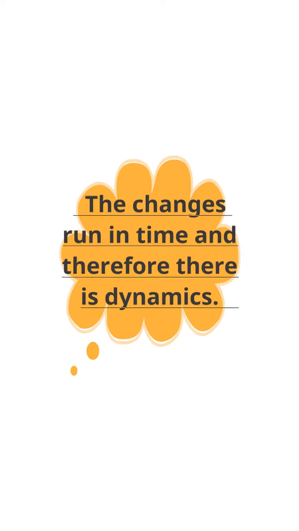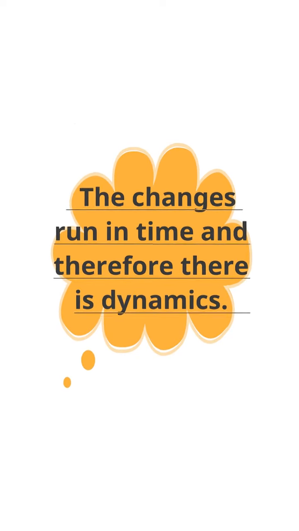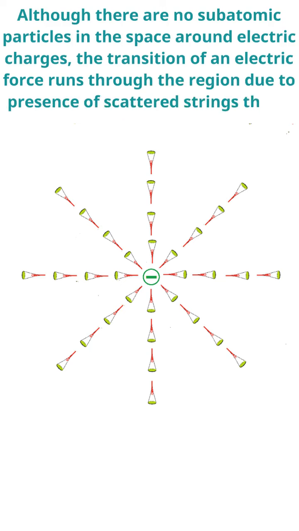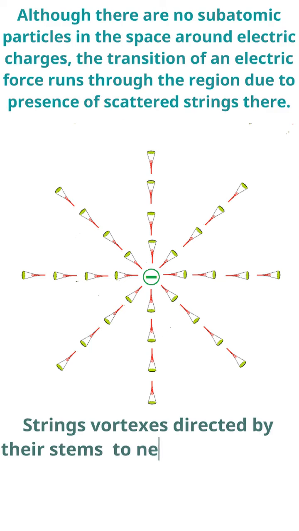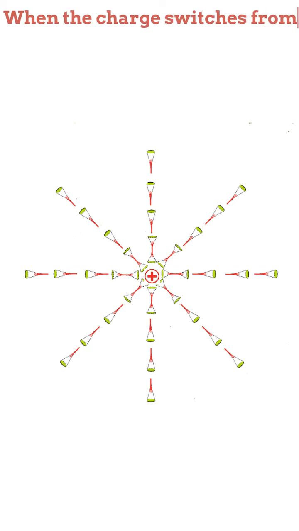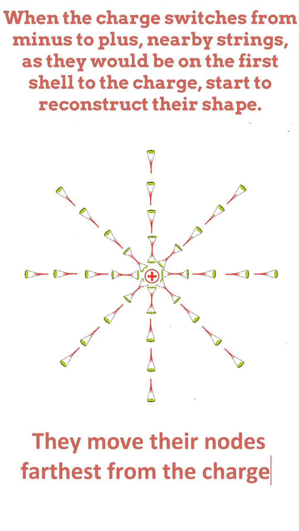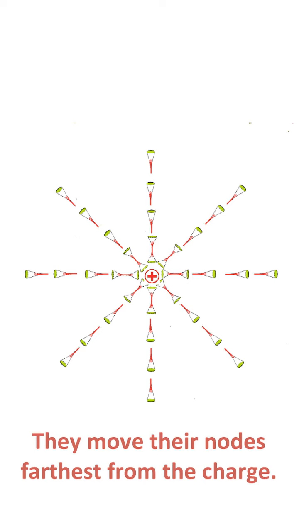Although there are no subatomic particles in the space around electric charges, the transition of an electric force runs through the region due to the presence of scattered strings there. String vortexes, directed by their stems to negative charges, create electric field lines around a negative charge. When the charge switches from minus to plus, nearby strings, as they would be on the first shell to the charge, start to reconstruct their shape.